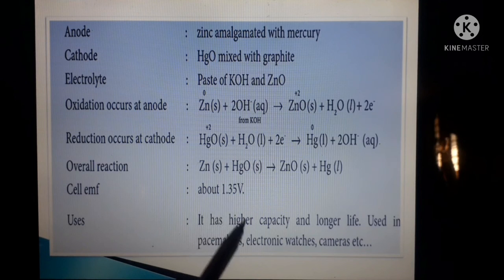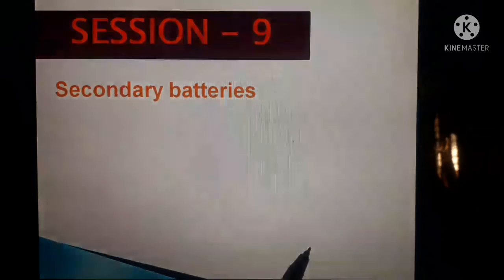The whole voltage, the EMF of the cell, is 1.35 volt. It has higher capacity and longer life. You know very well the pacemaker, electronic watches and cameras. Pacemaker means for the heart, used at the time of heart operation. Okay, pacemakers and then electronic watches and cameras.